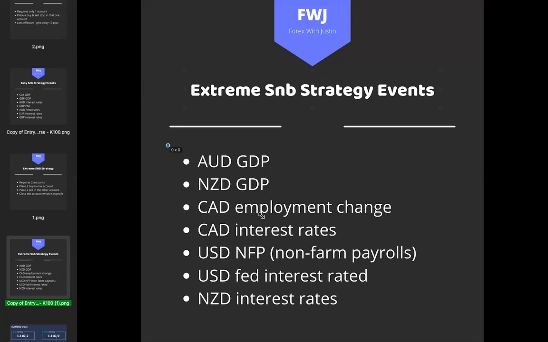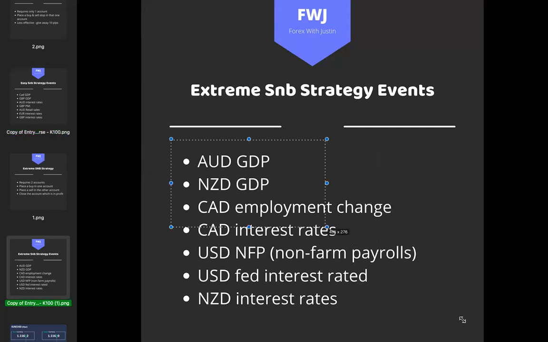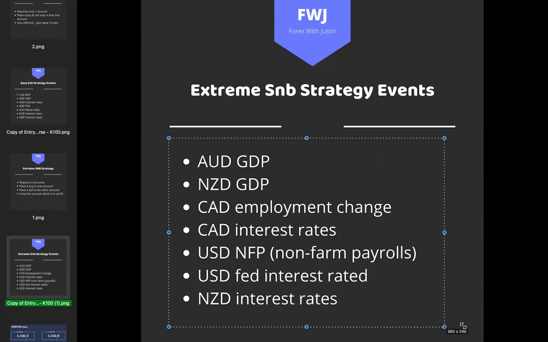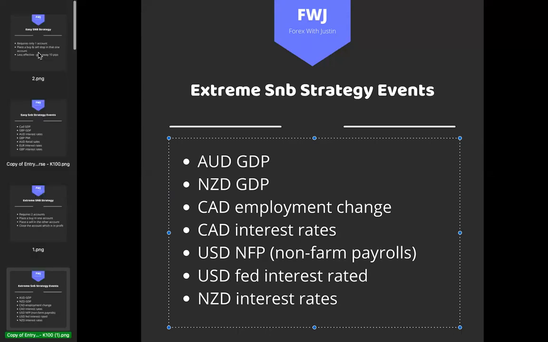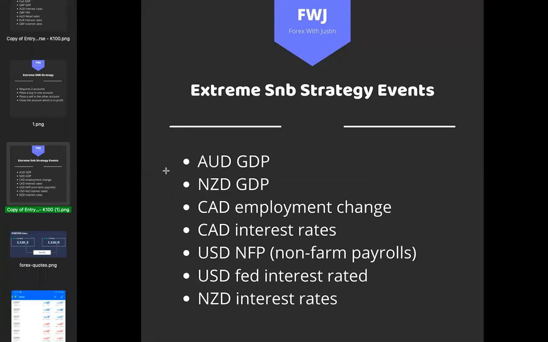The reason it's different from the easy SNB is that the events in this list move more. We save this list for the extreme SNB because these events move quite a lot. If they move a lot and you're sacrificing 10 pips, we are basically making a loss because of those 10 pips that would have been profit. So for this list, we want to milk every single pip movement. That's why we use the extreme SNB with it. I hope you have followed.